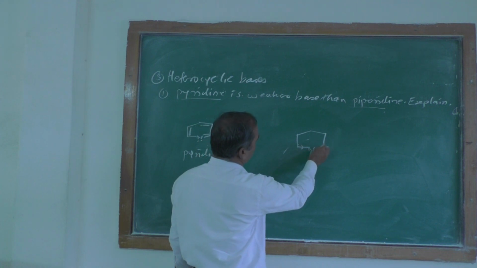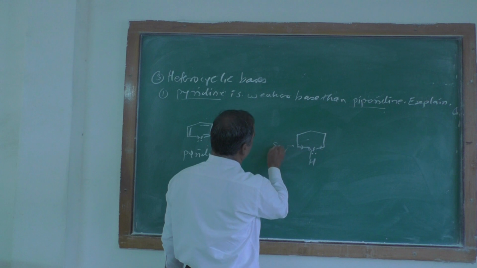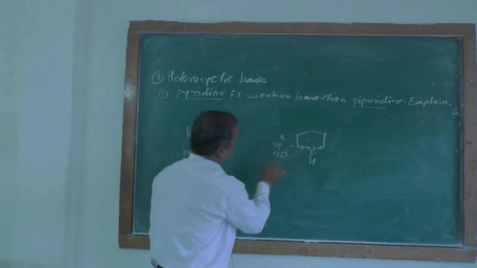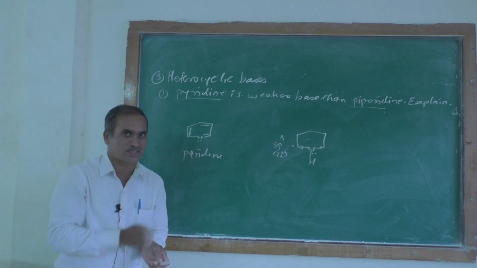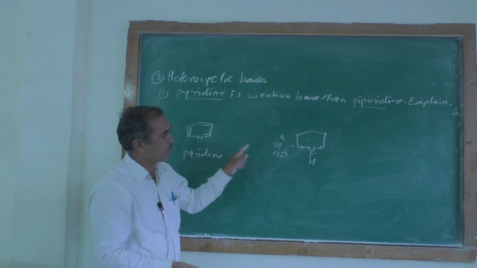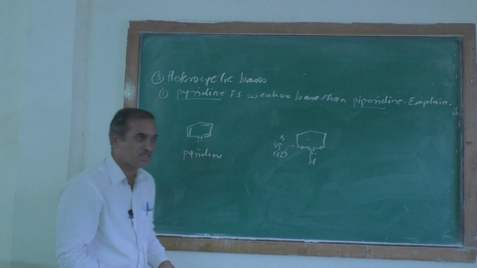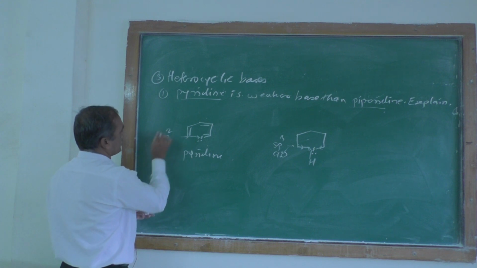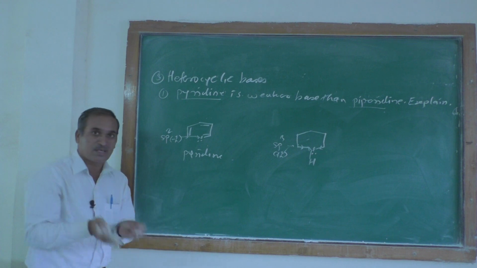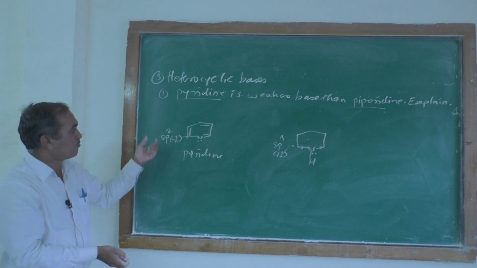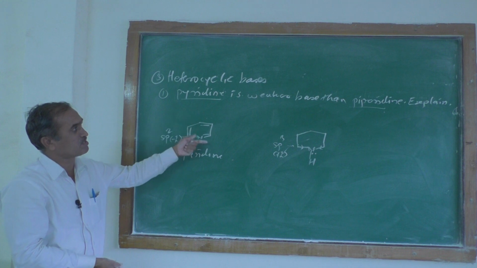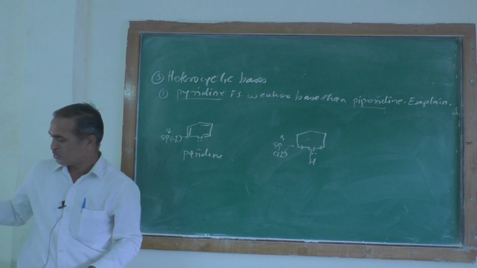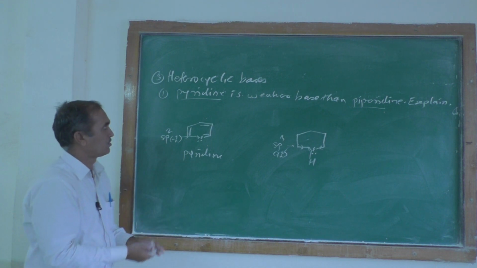Why? Because this carbon atom has sp3 hybridization, and as we know, sp3 hybridization exerts a plus I inductive effect, and plus I inductive effect increases the basicity. Whereas you look at this carbon atom, it shows sp2 hybridization, and that exerts a minus I effect, and minus I effect decreases the basicity. Hence pyridine is a weaker base than piperidine. So this is the answer of this question.